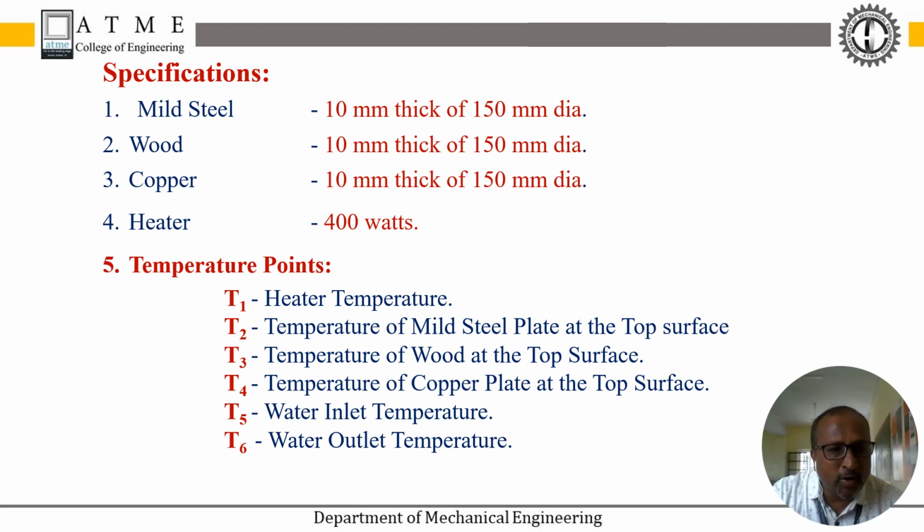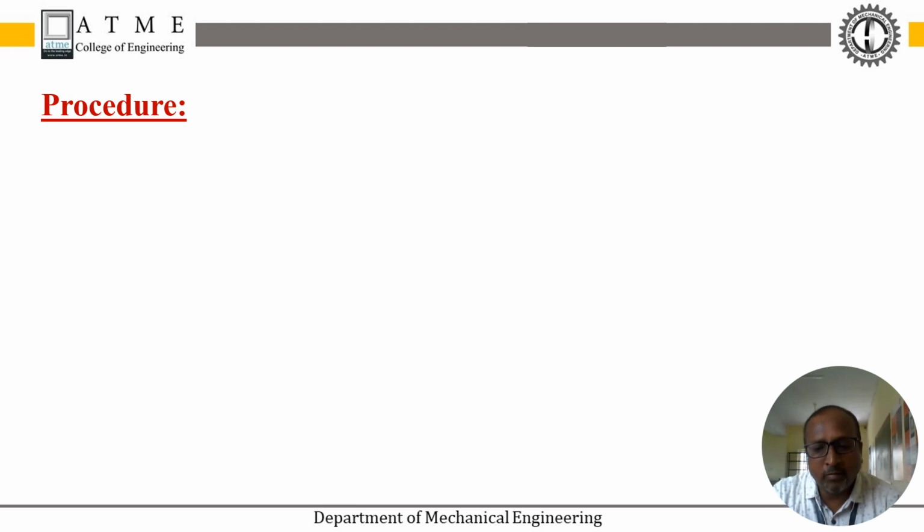And the temperature points we have taken as T1 as heater temperature, T2 as the temperature of mild steel plate at the top surface, T3 temperature of wood at the top surface, T4 temperature of copper plate at the top surface, and T5 water inlet temperature, T6 water outlet temperature. So these are the readings we are going to note down while conducting the experiment, and this is going to help us to calculate the result.